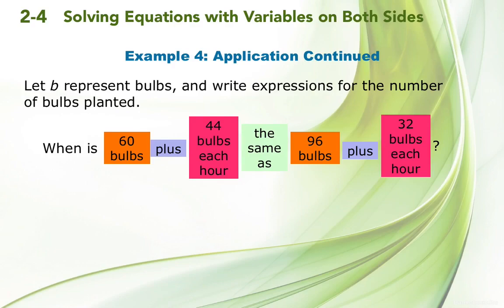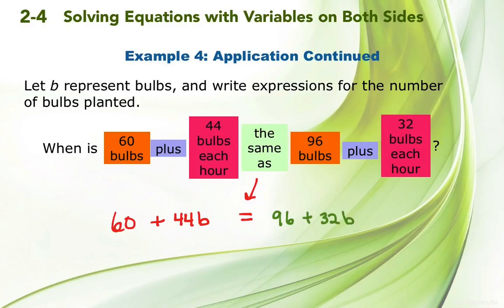So if I'm going to write an equation for this, I'm going to write 60, that's the number of bulbs John already has done, plus he's doing 44 bulbs per hour. So that's what B is going to be for, 44 bulbs per hour. And that's going to be the same as, or equal to, Sarah, who has 96 already in the ground, and she's going at an additional 32 bulbs per hour. These are kind of keystone questions you're going to see all of the time.